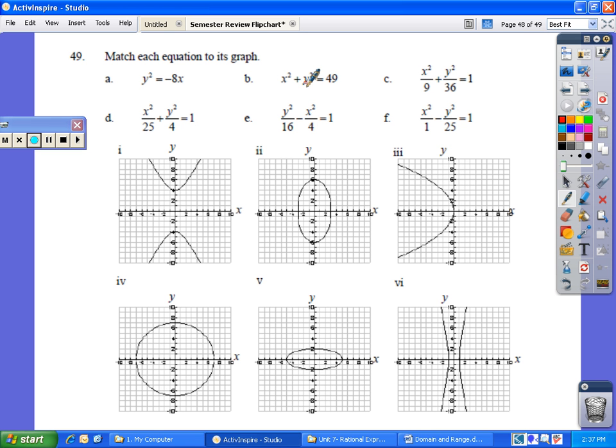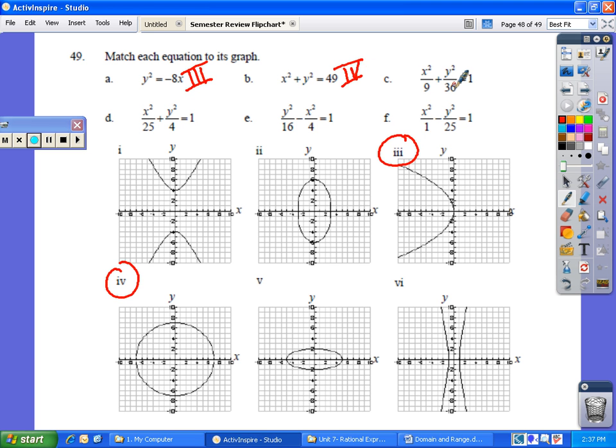So if we look at the first one, it's the only one here that's a parabola. So if I look at all my pictures, the only parabola that I have is number 3. The next one is the obvious equation of a circle, and it's the only equation of a circle there. So as I look around, I see that the only circle that I have is at number 4.